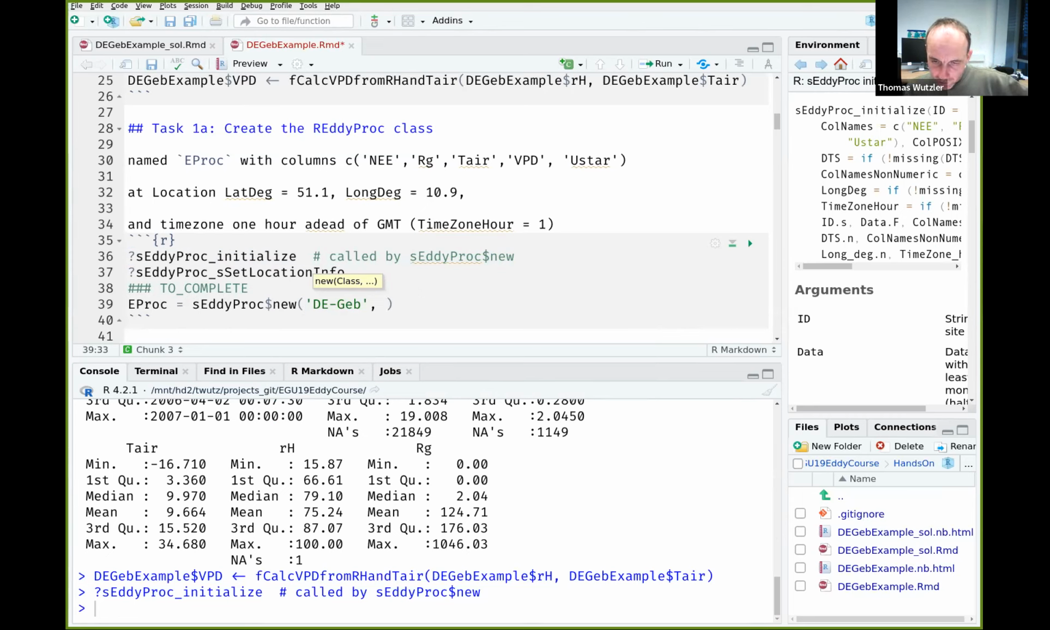Let me just have a look at the chat. The link to the GitHub folder is there. After you find the new markdown, you can open it.